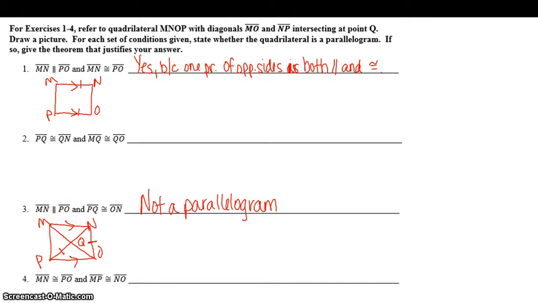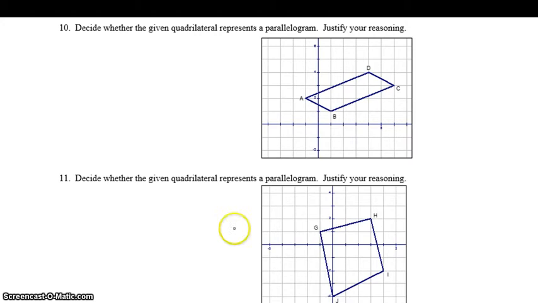Okay? So that's what you do on 1 through 4. Draw the picture, mark the given information, and then decide if that's one of the 5 ways to prove that a quadrilateral is a parallelogram. Okay? The last 2 problems were the coordinate geometry problems, where they give you a picture on the coordinate plane, and we have to decide if it's a parallelogram and justify our reasoning.